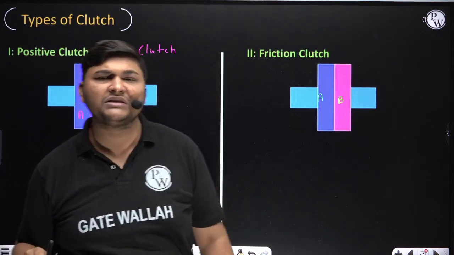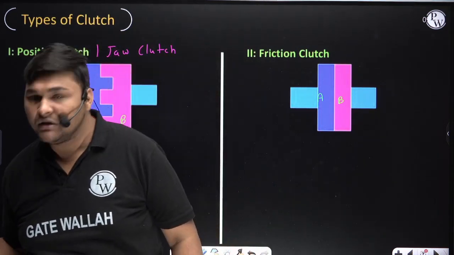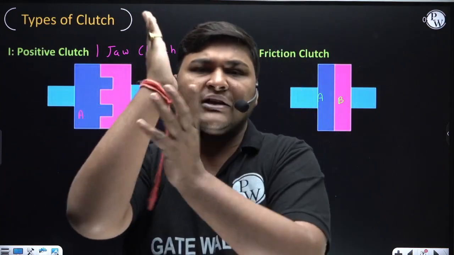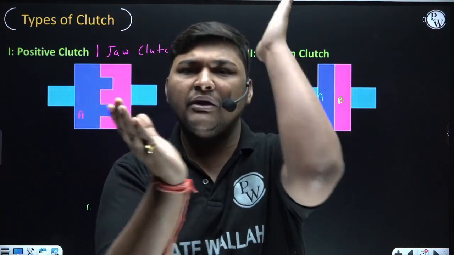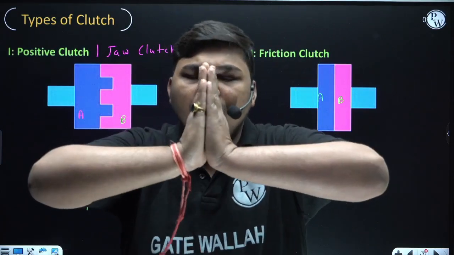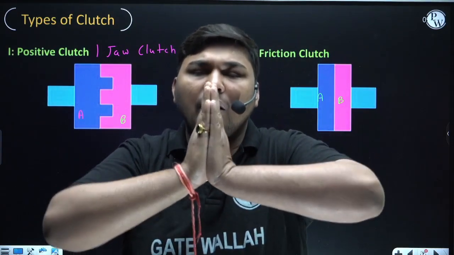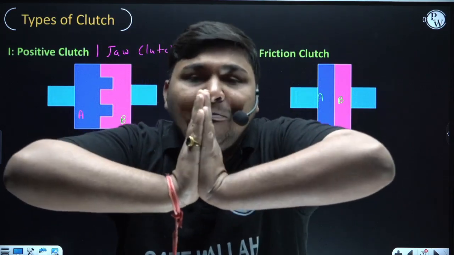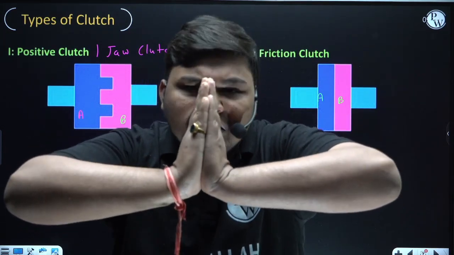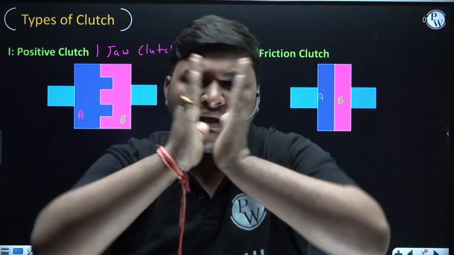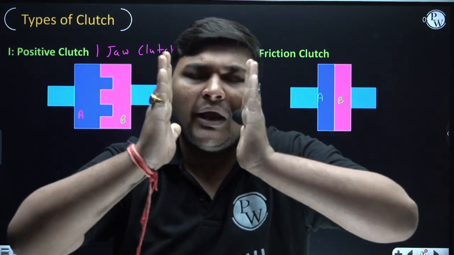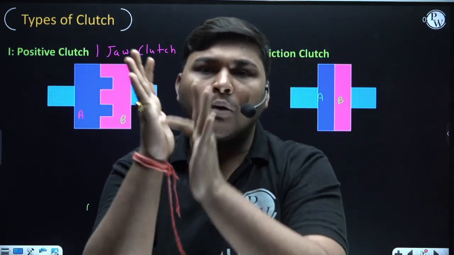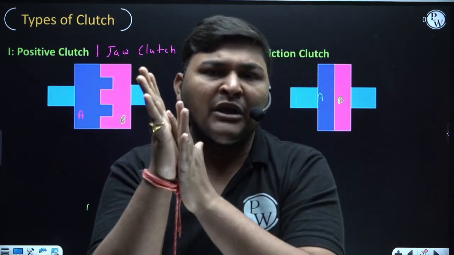And right now we are discussing when they are in engaged position. So what will happen? Suppose this is clutch plate A, which is connected to input shaft. This is clutch plate B, which is connected to output shaft. And we have engaged both of the plates. Now what we will do? We will engage both plates with some pressure. Like I am applying, imagine, a pressure between these two hands, meaning these two clutch plates. What will happen? Due to this pressure, normal pressure will come on this surface.